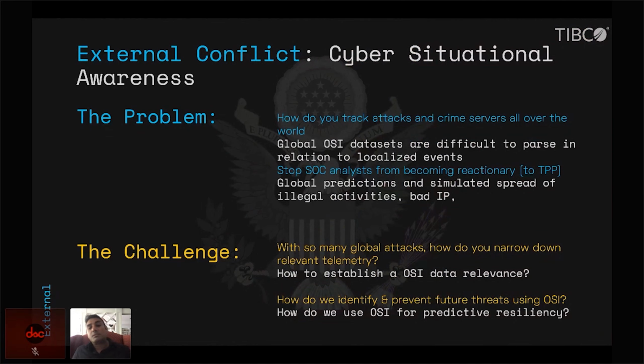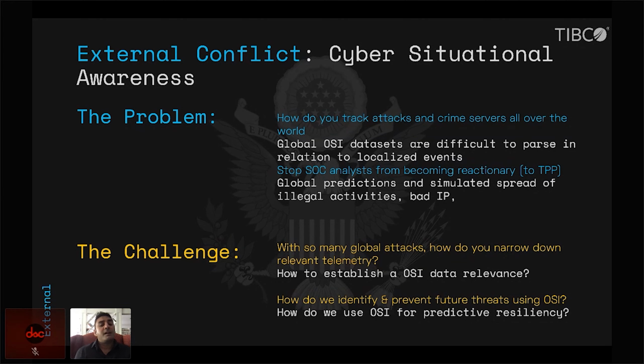Now, let's go to the second half of the equation. So the second half of the equation is going to be the external conflict. So we're well aware of the internal conflict of taking all of that internal data, finding out what is malicious within an organization, within the internal log files. But what about externally? Data that we can find from OSINT. How do you do that?